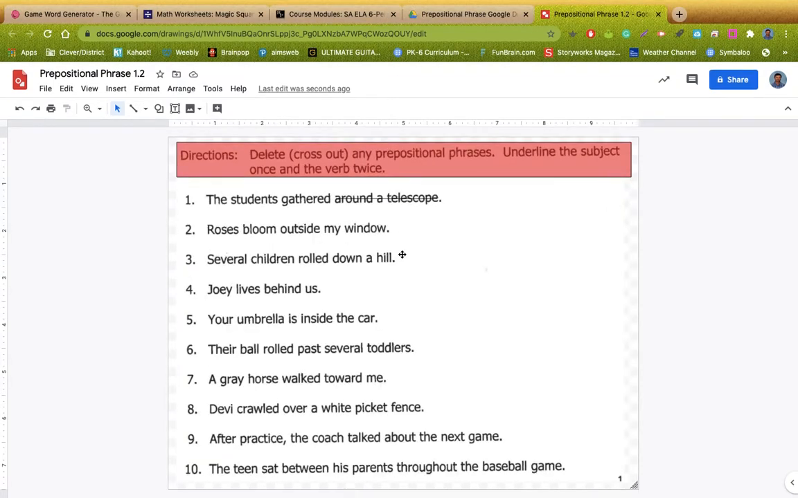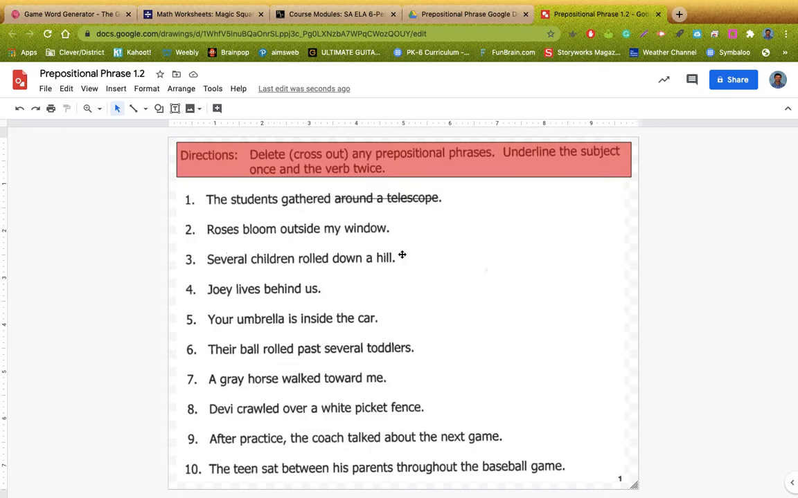Okay, guys, I want to direct your attention to a few things here. We are going to add an element to our prepositional phrase work. You've seen all these sentences before, I think a couple times now. What we're going to do is add the element of identifying the subject and the verb, also known as the predicate.